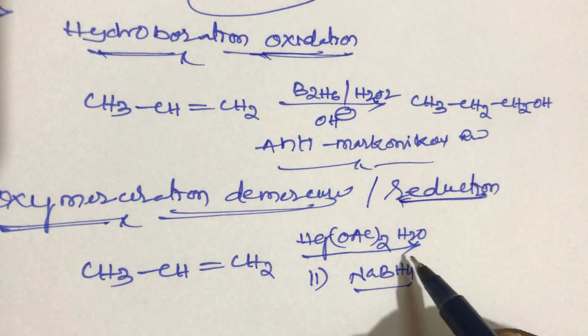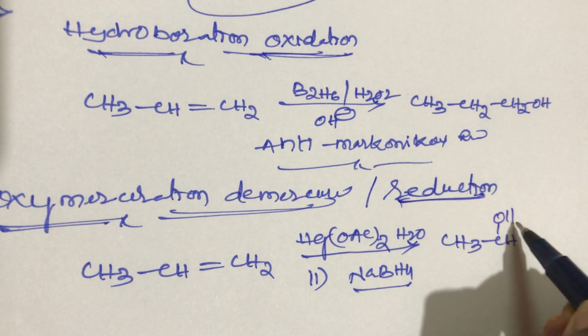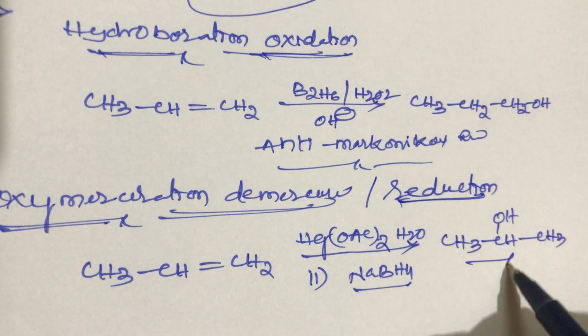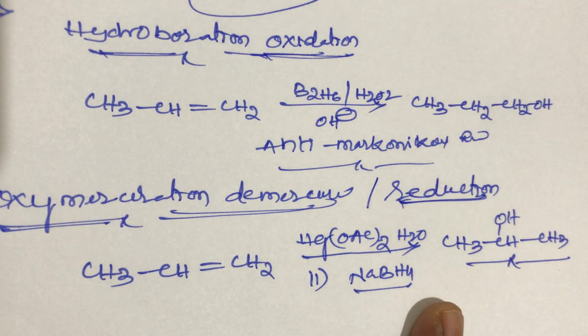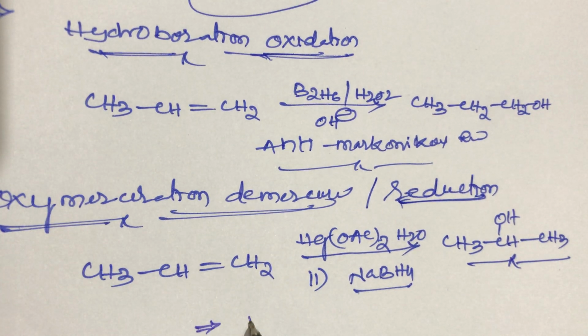So what is the final product? A secondary alcohol will be formed, CH3CHOHCH3. It follows Markovnikov's rule: oxymercuration demercuration follows Markovnikov's rule.